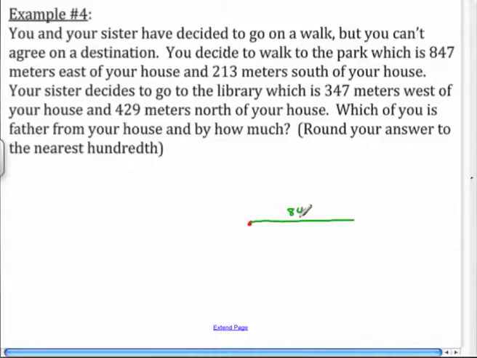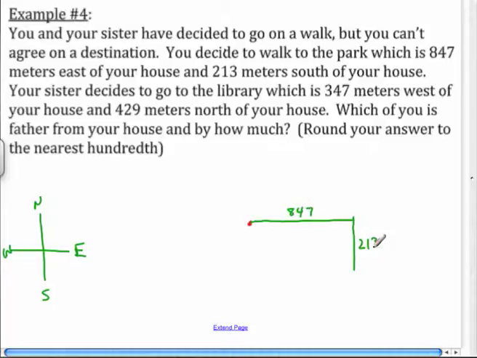Okay, so I always draw my maps like this with the compass rose. So north, east, south, west, right? So that's east. And 213 meters south of your house. 213 meters south. Okay, that's about right there.